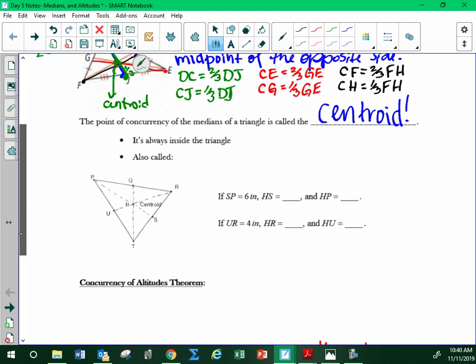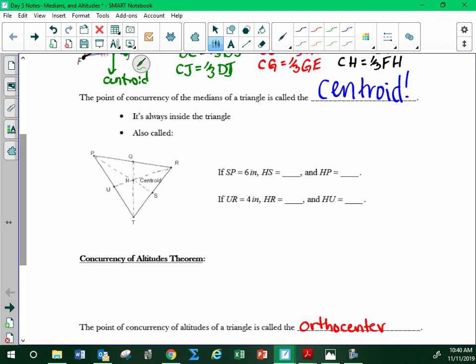Taking a look at this here, they said SP is 6 inches. So the whole thing is 6 inches. The entire median is 6 inches. How much is the measure from H to S? 2. 2 inches. And that is because this was equal to 1/3 of the whole thing.